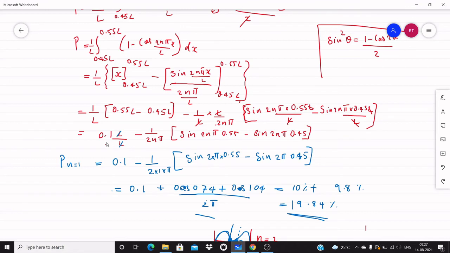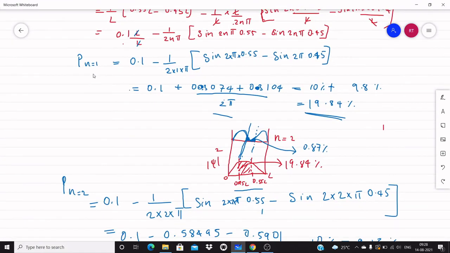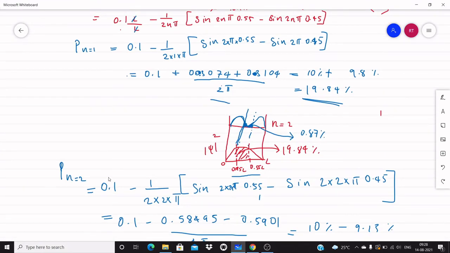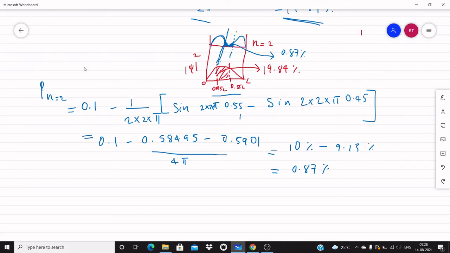Now, if you check the equation, you will notice n in the equation. So we have to find the probability for n equal to 1, that is the ground state probability. So we have applied the values and determined the value as 19.84, and also for P of n equal to 2, that is for the first excited state, we have obtained it as 0.87%, and we have plotted it.